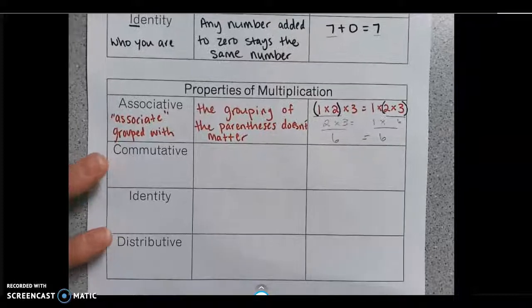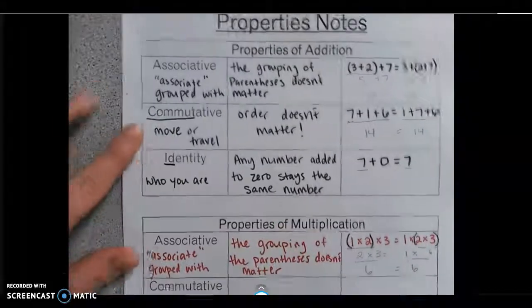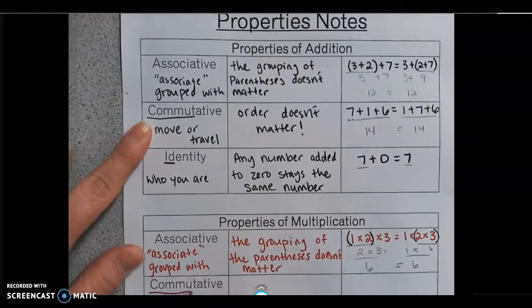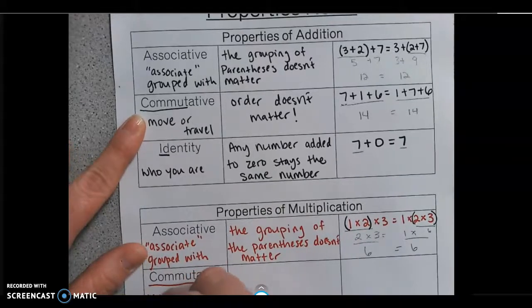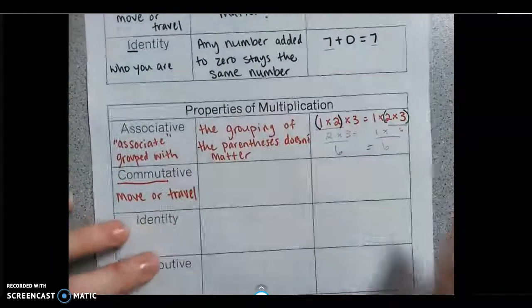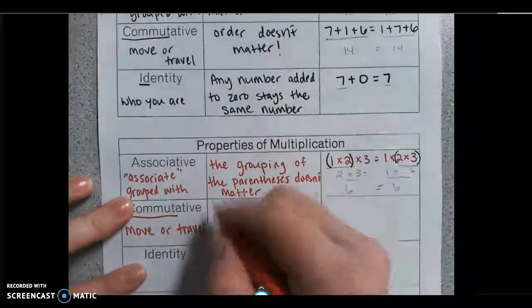Okay, so the next one is the commutative property. If you remember from up here, commutative means to move or travel. All right, so to move or travel. So the order doesn't matter.